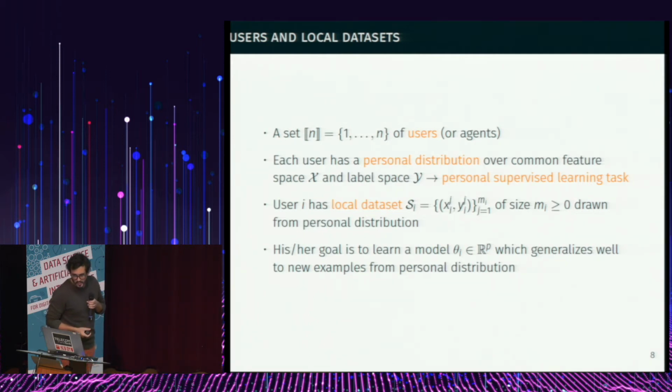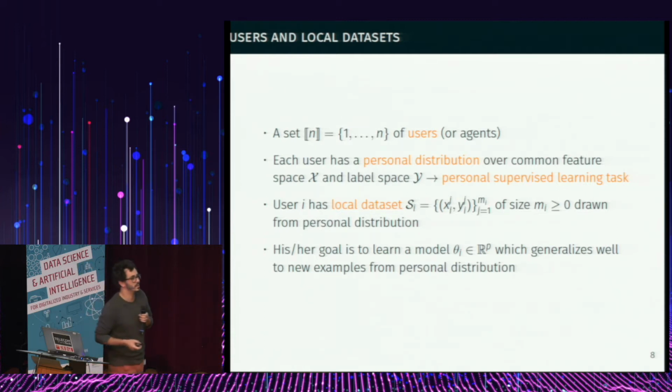So I'll introduce some notation. We're going to have a set of n users. Each user, so user, device, agent, whatever, I'm going to use those interchangeably. Each user has a personal distribution. You can think of a user as having its own data distribution over some feature space X and label space Y. Okay, these we're going to assume are common, so they are the same for everybody. It's more that the distribution of the data is user specific. So it defines a personal supervised learning task. And then each user has a local data set.